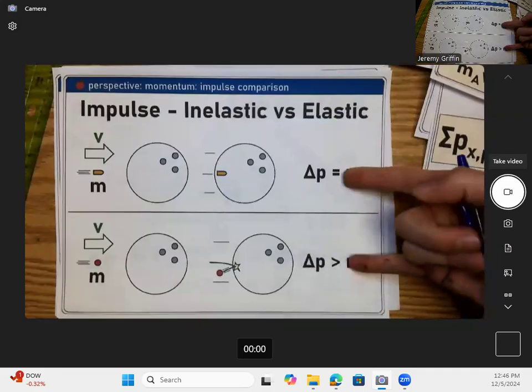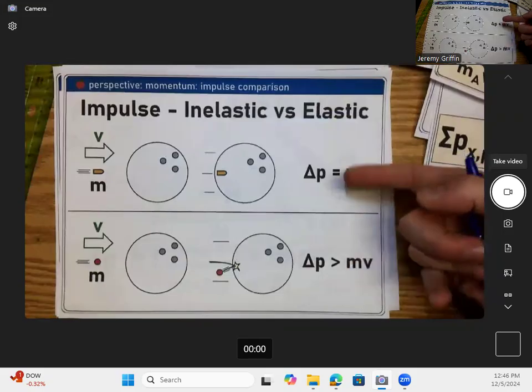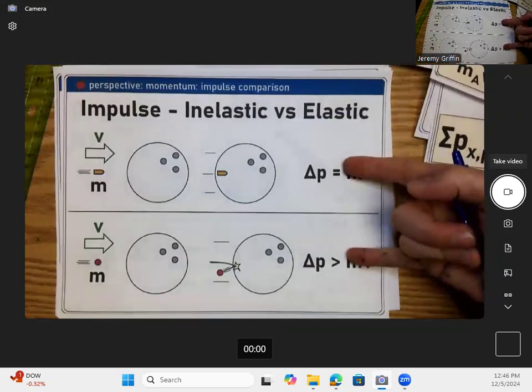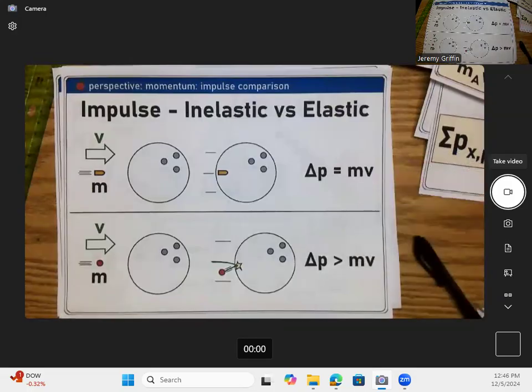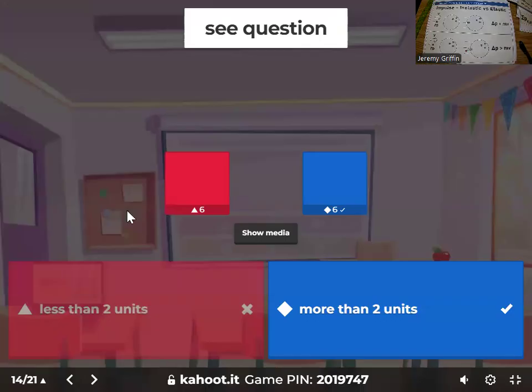Guys, which bowling ball is rolling faster? The one on the top or the one on the bottom? The one on the bottom. This guy's rolling faster. With the elastic collision, it's going to roll faster. More impulse was transferred into that bowling ball.